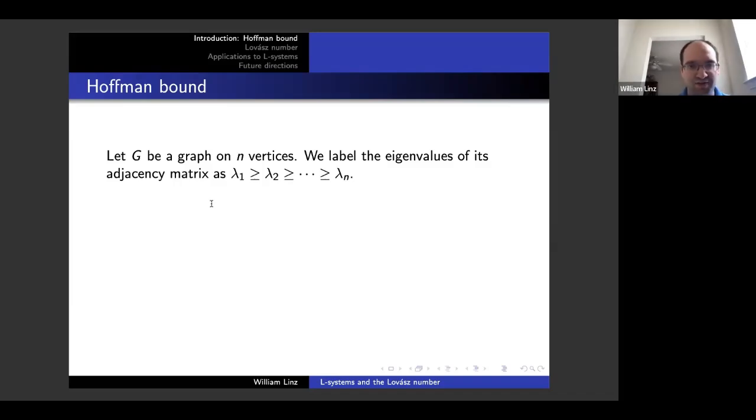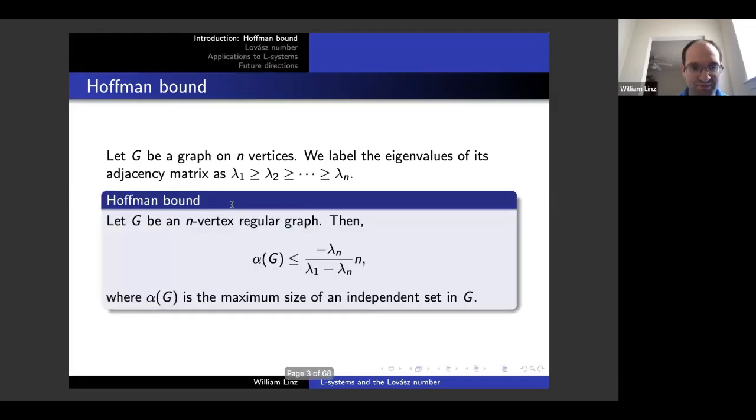talking about either the Lovász number or about L systems, but instead I'd like to introduce something that I'm sure many, if not all of you, have seen before: the Hoffman bound. Just generally speaking, I'm going to assume that G is a graph on n vertices, and the eigenvalues of the adjacency matrix are always going to be labeled lambda 1, lambda 2, up to lambda n in non-increasing order. Whenever I talk about the eigenvalues of a graph, it'll always be in reference to the eigenvalues of the adjacency matrix.